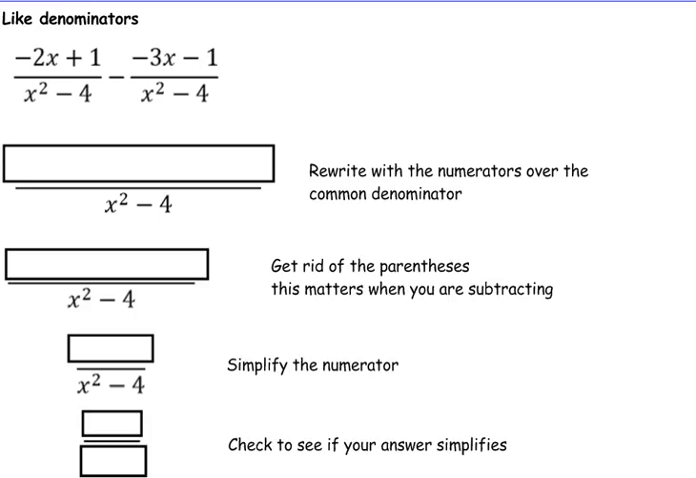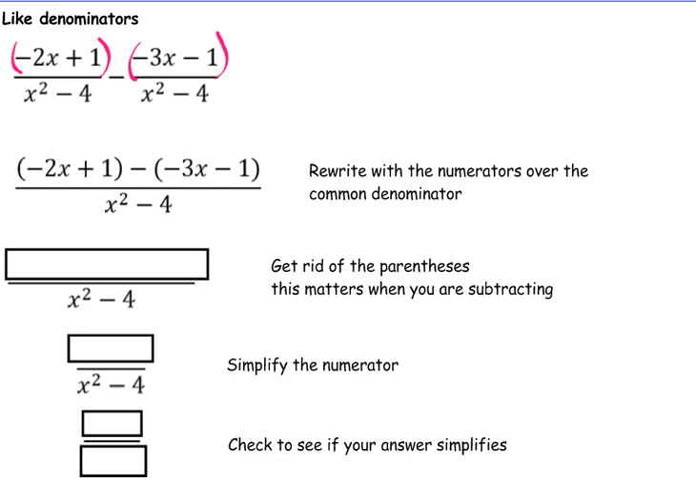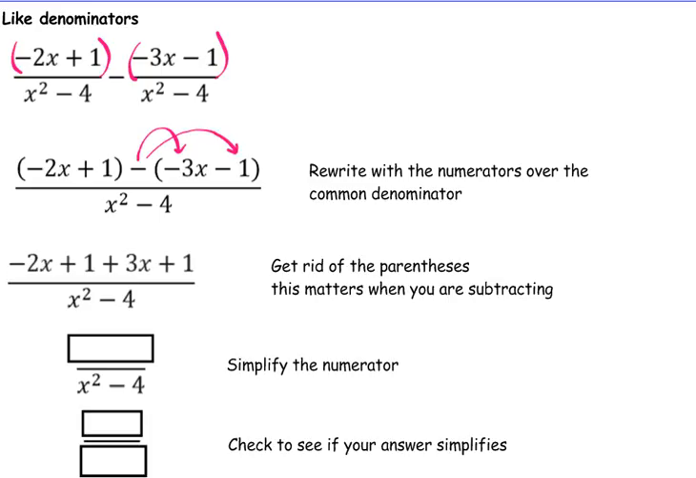But what happens when I have one that doesn't have a factored denominator? Follow the same rule, okay? Making sure you put parentheses around the numerators when you rewrite, because this one's a subtraction problem. And when you use a subtraction problem, you got to be careful about distributing that negative sign in. And this is where I did it.